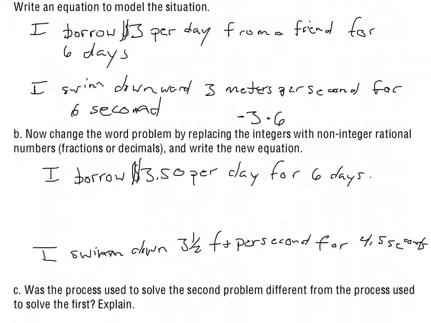And then go ahead and write your expression. So again, for mine, borrow 3.5, that's a negative $3.5 of net value times 6 days. And for this one, it's a little bit different. I have a negative 3.5 for swimming downward times 4.5 seconds. This one has two rational numbers that are non-integers.